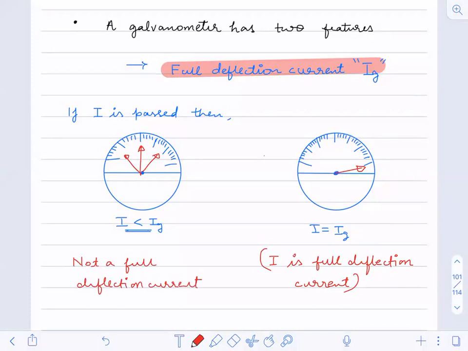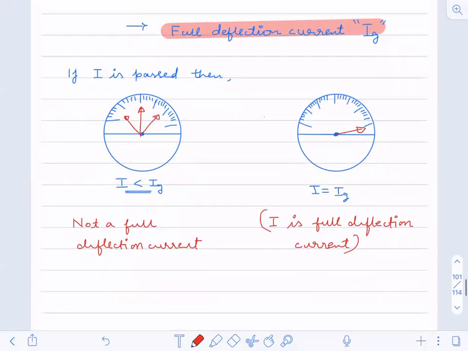Okay. So just try to understand that current value at which the galvanometer will be deflected full. That will be the full deflection current. So I'm writing that definition here if you want.